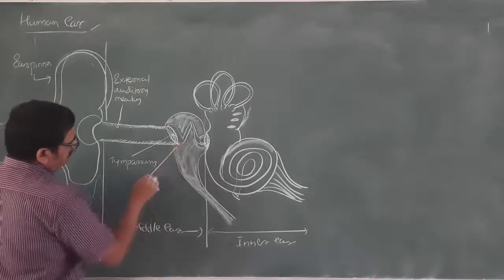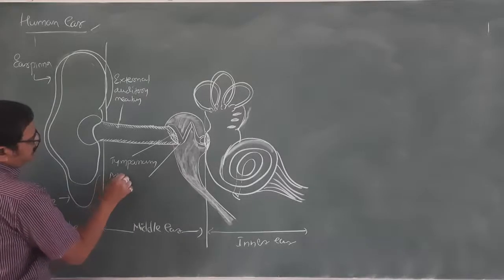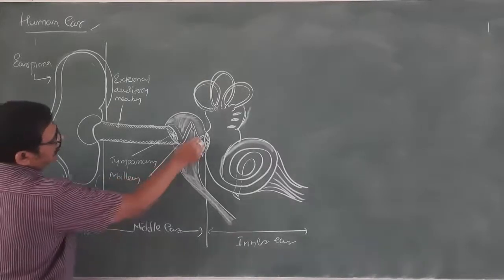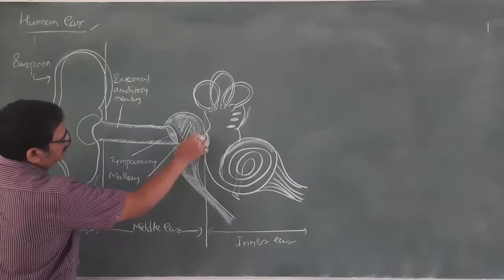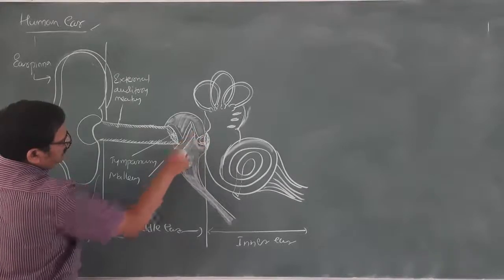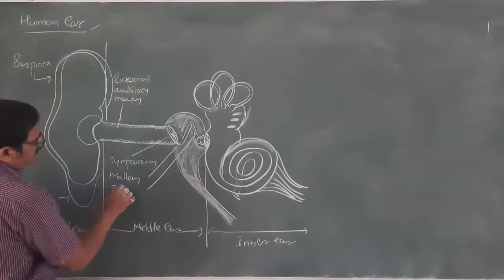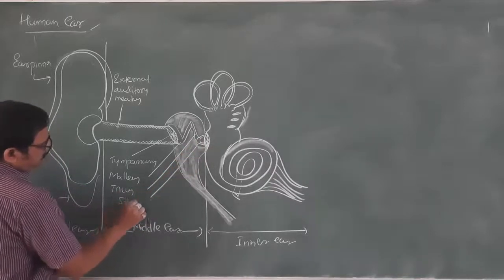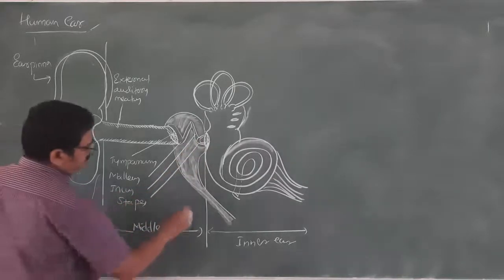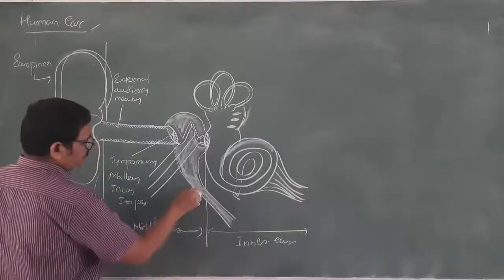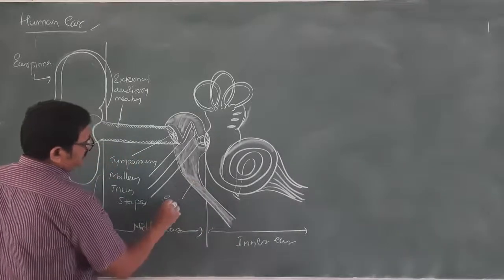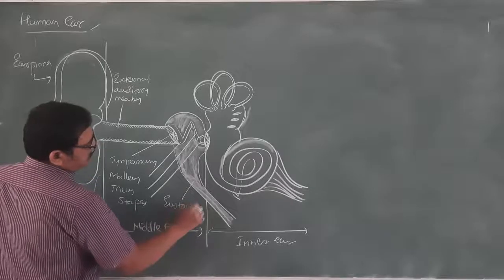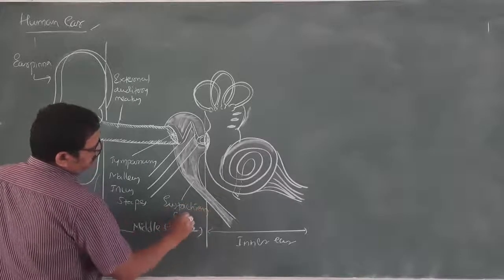Well, this is mainly the malleus. This is the middle one, here it is the incus, and the small bone, stapes. Yes, this is what we are observing, the Eustachian canal.